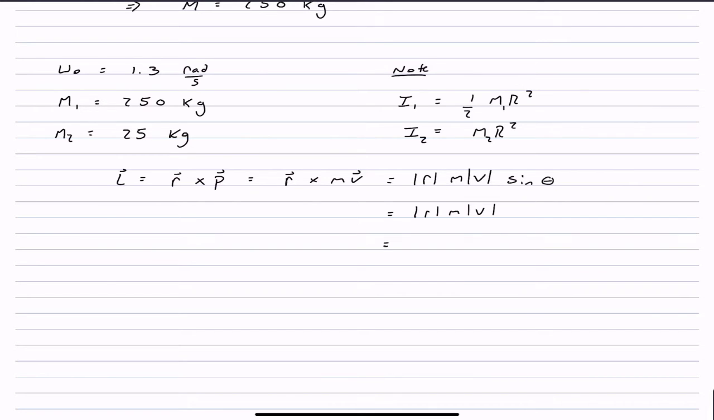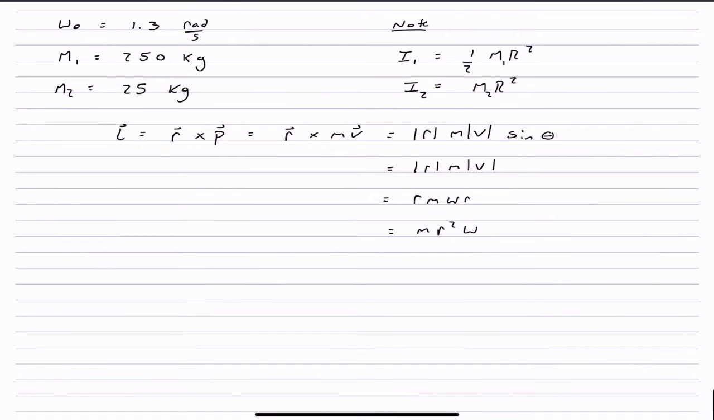Okay, so the point of me saying that is that we could just take r m v, right? That's going to give us r m omega r, right? Because remember that v over r is equal to omega from before, so I just use that identity and plug this in. So now we have m r squared omega.